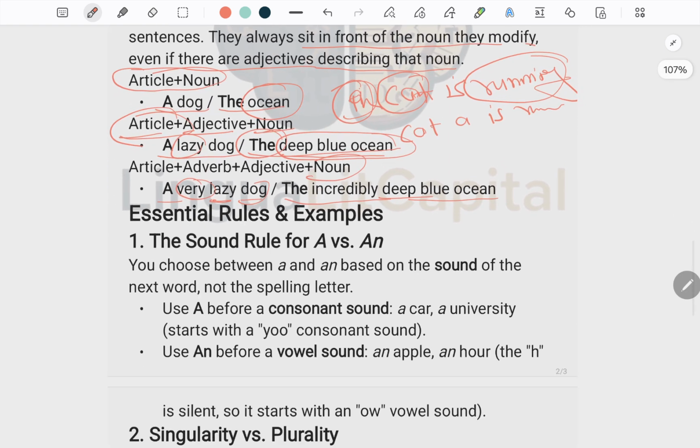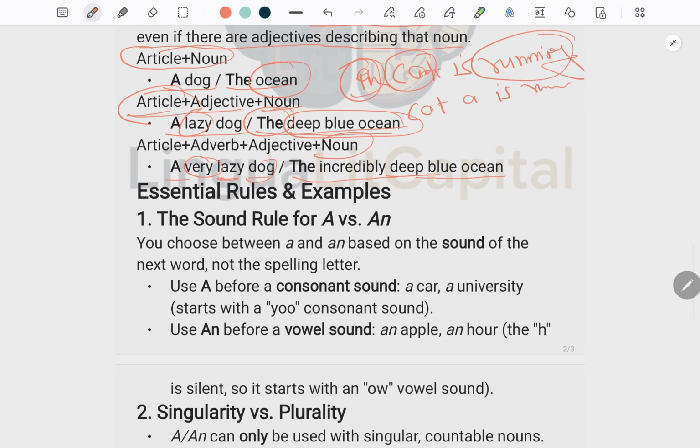Okay. Next, we have the summation rules and examples. These are sound rules for a and an. You choose between a and an based on the sound of the next word, not the spelling letter. I have already discussed when we can use a and an. We use a and an before the first position of a word. It means that if the first letter of that word sounds like a vowel sound, then we can use an, and if it sounds like a consonant, then we can use a.